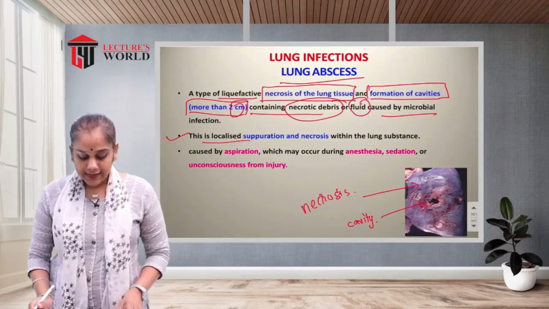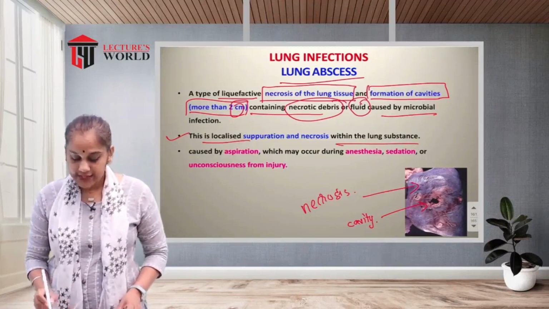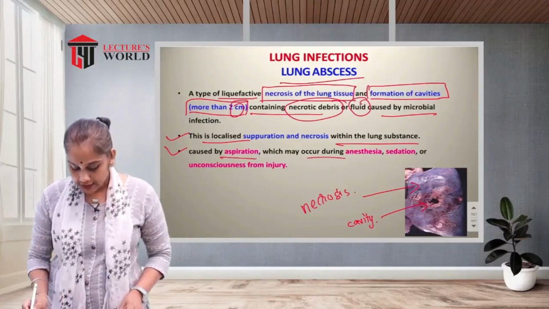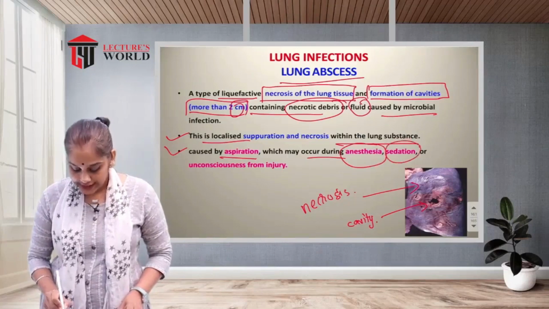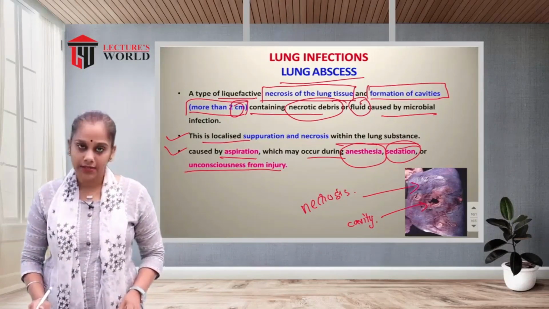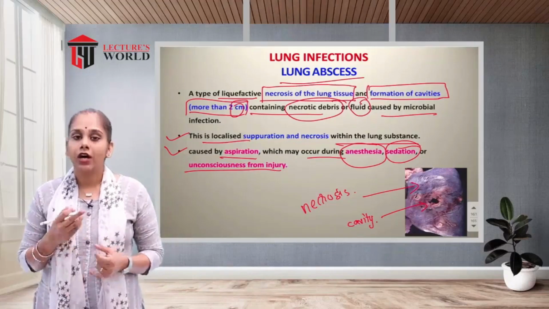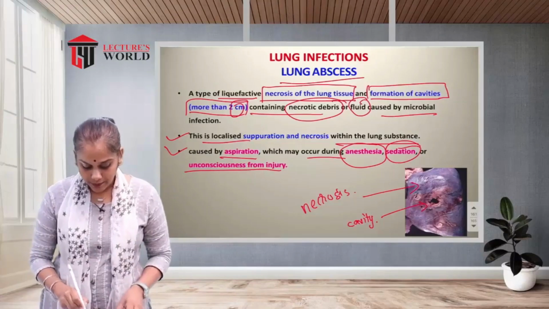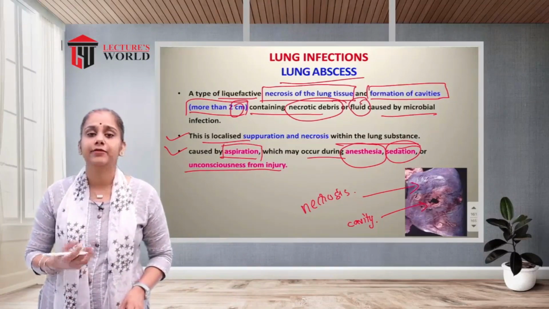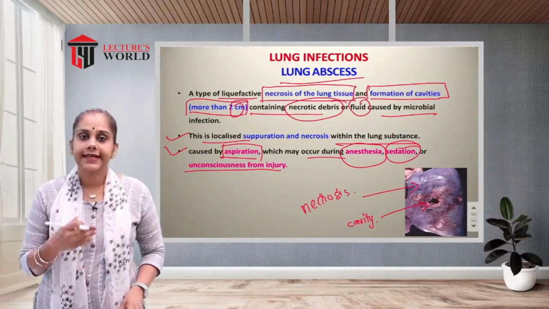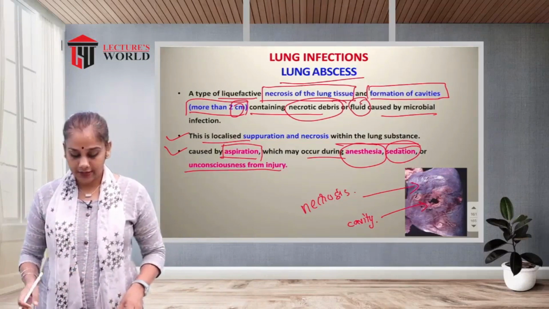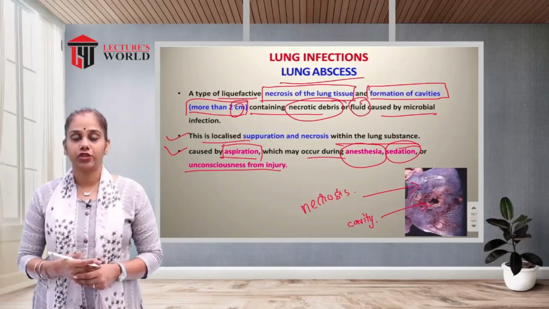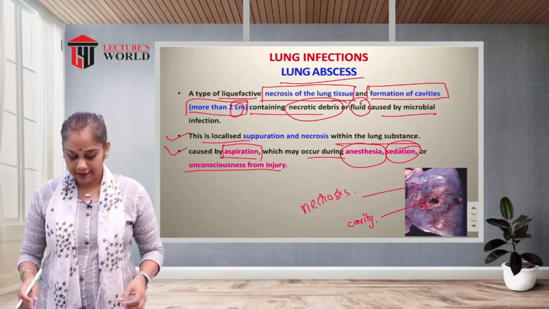So this is a localized suppuration and necrosis within the lung substance caused by aspiration, which can occur during anesthesia, during sedation or unconsciousness from an injury. At the time of unconsciousness, sedation as well as anesthesia, some product can be aspirated into the lungs. They can cause a lung abscess. So what is lung abscess? There will be necrosis of the lung tissue as well as the formation of a cavity that is more than 2 centimeters.